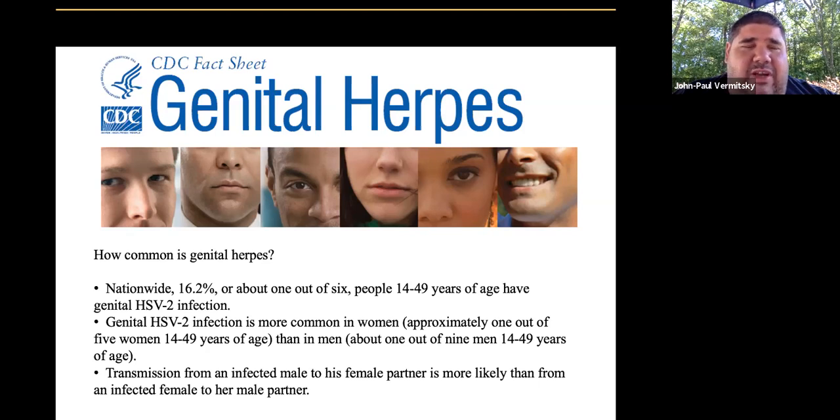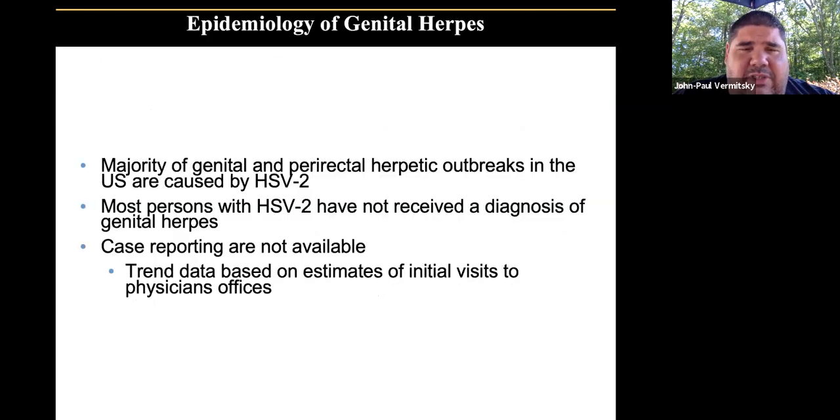And I will tell you, in Philadelphia, that number is actually a little bit higher. In the Philadelphia metropolitan area, you're looking at about 1 in 4, 1 in 4.5 individuals that have genital herpes. Majority of genital and perirectal herpes outbreaks in the U.S. are caused by HSV2. Most persons with HSV2 have not received a diagnosis of genital herpes.